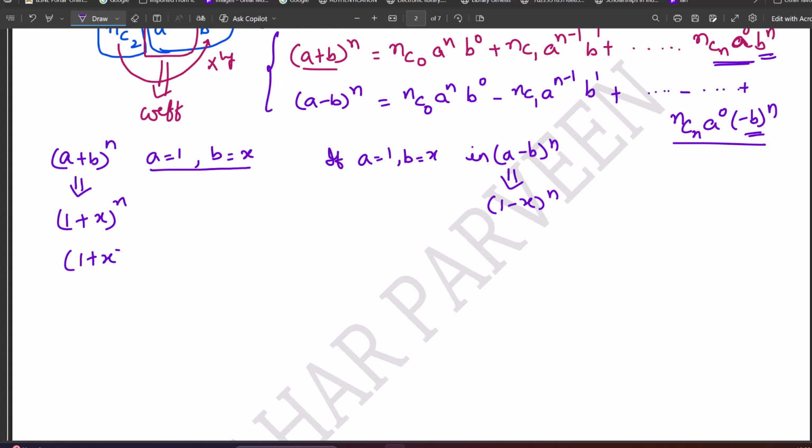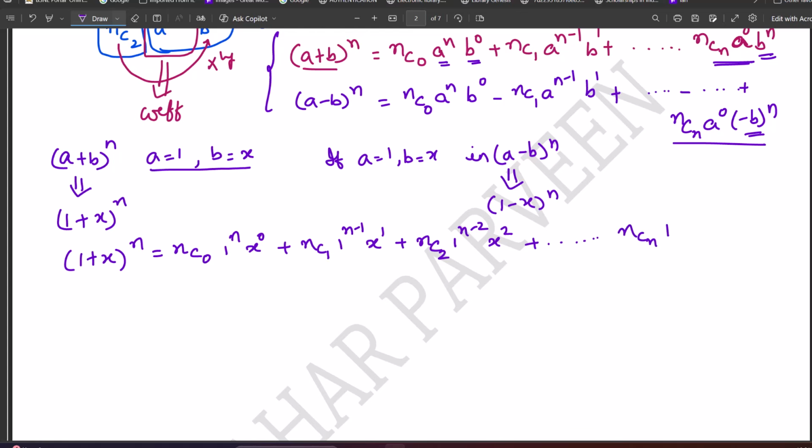Just I will write and show you. 1 plus X to the power N. So NC0, I just have to put A as 1, B as X. So NC0, 1 to the power N, X to the power 0 plus NC1, 1 to the power N minus 1, X to the power 1 plus, what will be the next term? NC2, 1 to the power N minus 2, X to the power 2 and so on. What will be the last term? NCN, 1 to the power 0, X to the power N.